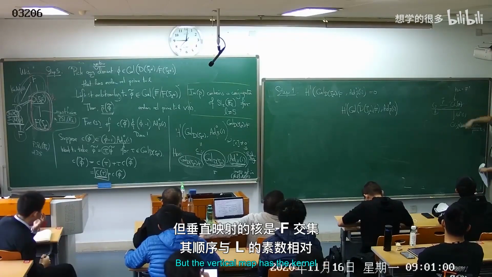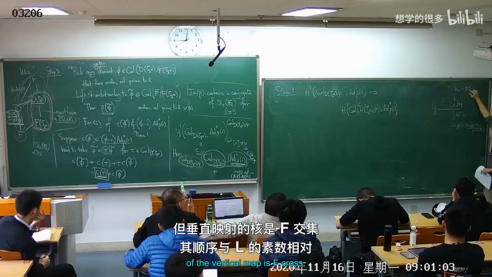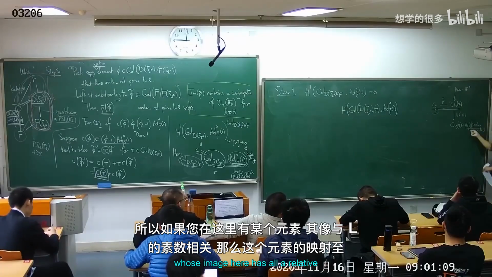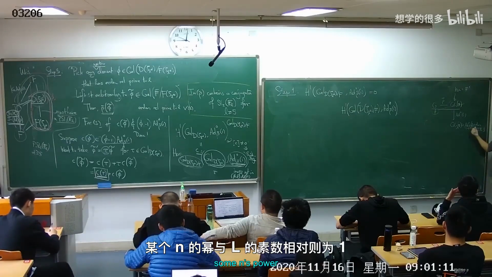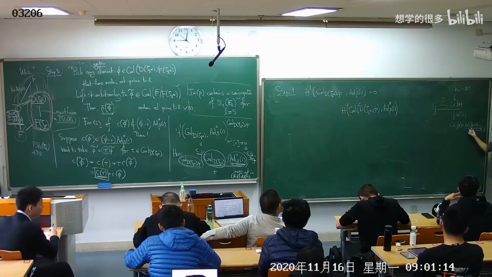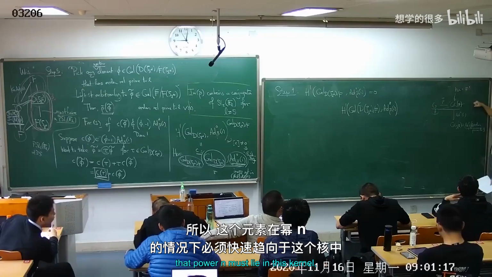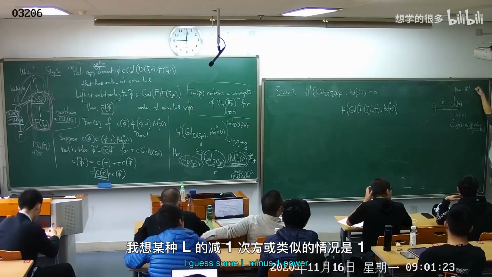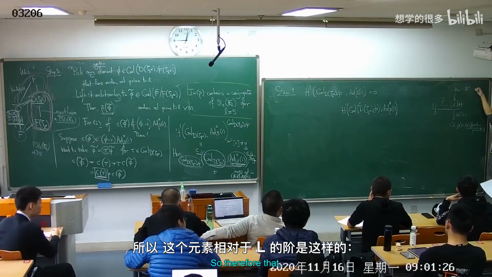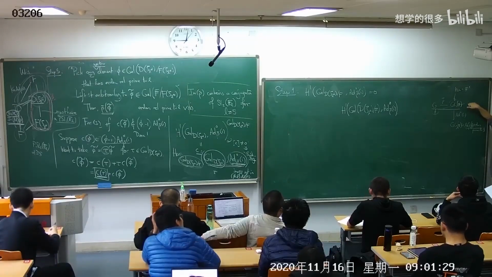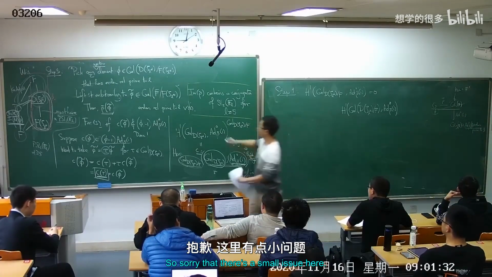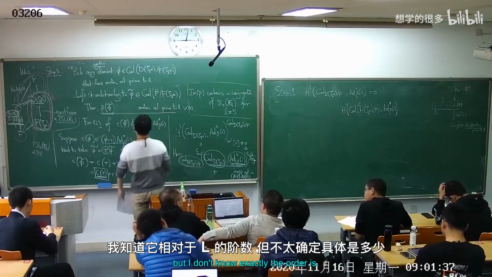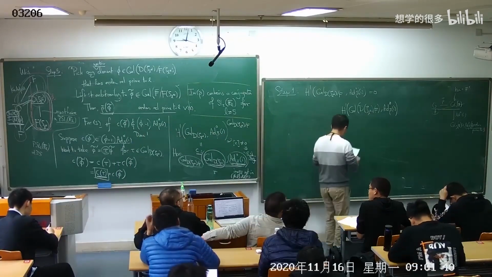But the kernel of the vertical map is F cross, which has order relatively prime to L. So if you have some element in here whose image here has order relatively prime to L, then this element raised to some nth power, n relatively prime to L, is 1. So therefore, this element raised to that power n must lie in this kernel, which raised to some L minus first power or something like that, is 1. So therefore, this element has order relatively prime to L. Sorry that there's a small issue here. I only know this has order relatively prime to L, but I don't know exactly what the order is. But, yeah. Okay.